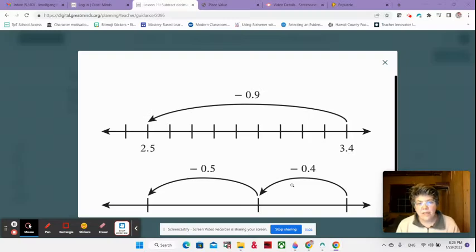Right, here we go. Last video of lesson 11. So this is the 11 3/10 video, and we're going to be subtracting decimal numbers using number lines and open number lines.